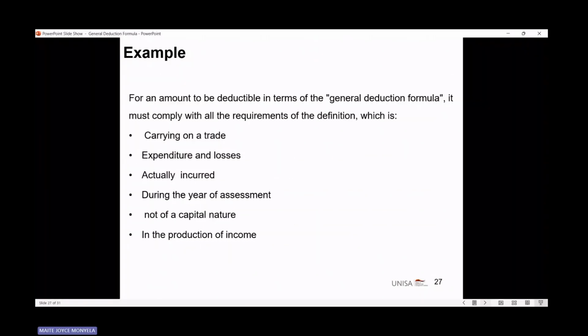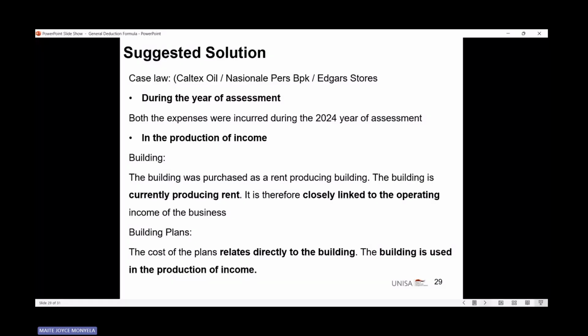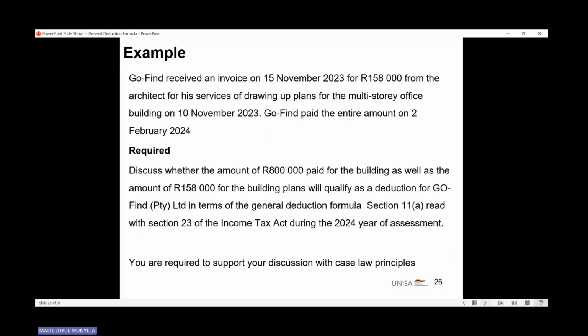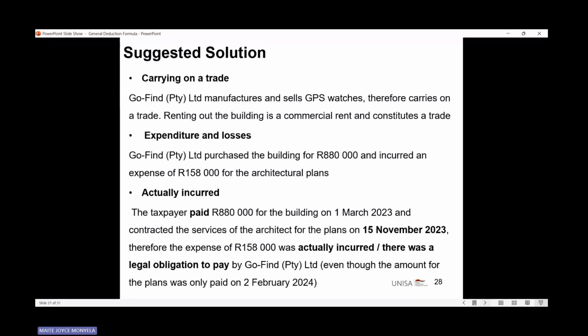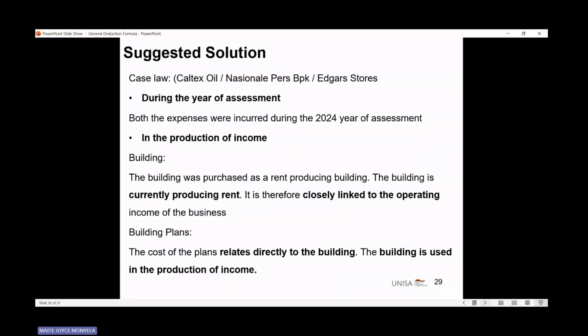So, in the production of income: the building was purchased as a rent-producing building. The building is currently producing rent. We read in the question that they bought this building and they receive rental income. So it's closely linked to the operating income because they are receiving rent on it.